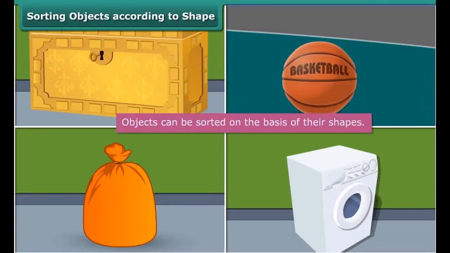A box is a cube or a cuboid, whereas a ball is a sphere. A laundry bag is cylindrical in shape, whereas a washing machine is cuboidal. Thus, we can say that we can classify objects on the basis of their shapes as well.